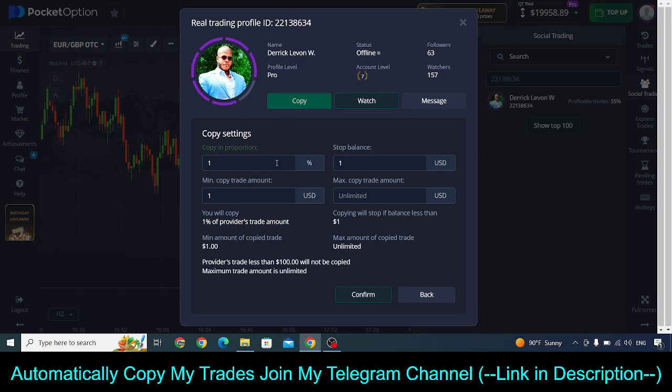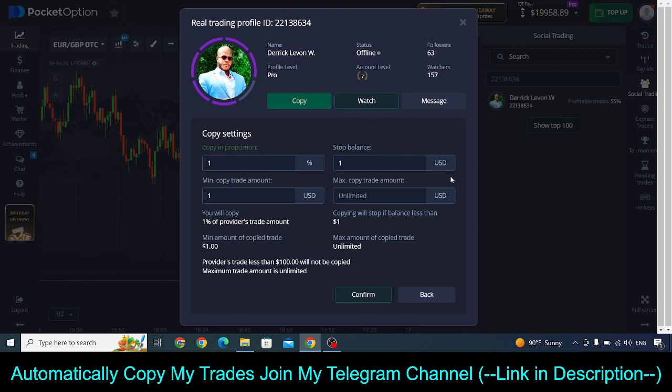So you can increase and decrease this percentage. Okay. The next thing is stop balance. Now stop balance means, let's say I have $19,958 in my account and I only want to risk $900 in this copy trading service. Then what I can do is withdraw $19,000 from my account. In that way, I will only have $958 in my account and I will only be risking that much amount in my copy trading service. So in that way, you don't need to use this stop balance.